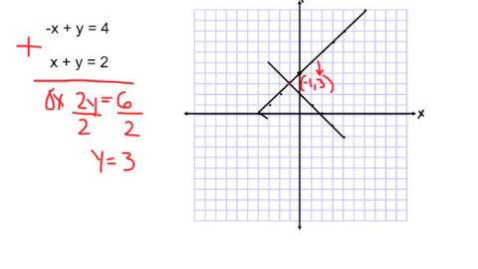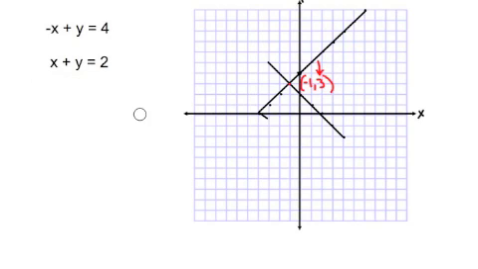So let me erase what I have done here. Now, instead of adding, I could also subtract vertically. Here's what I'm going to get. I have negative x minus x, so that's negative 2x. I have a positive y minus a positive y, so that will be eliminated. That has become 0y. I have a 4 minus 2, so that will be a positive 2.